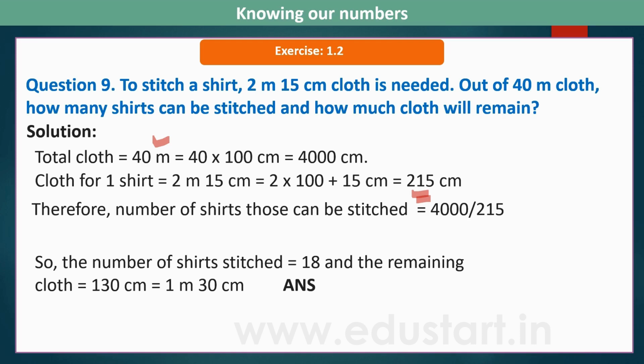Therefore, the number of shirts that can be stitched is equal to 4000 by 215. So now the number of shirts stitched is 18 and the remaining cloth is equal to 130 centimeter. So I have calculated that one and I have just done the subtraction. So this much cloth will be remaining.